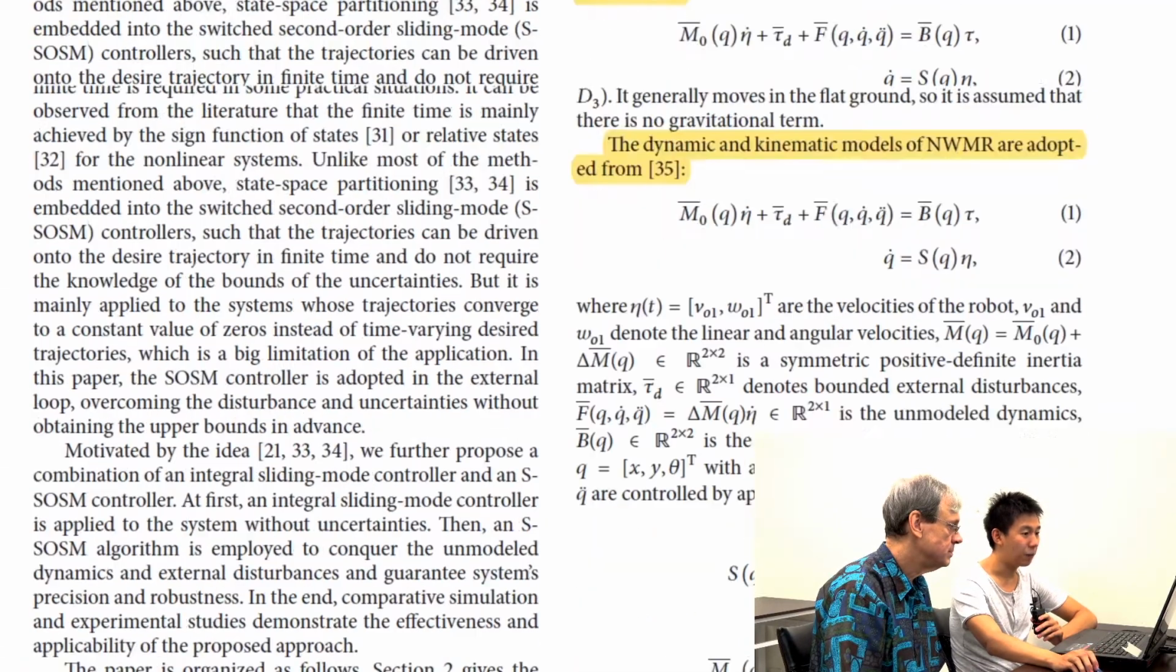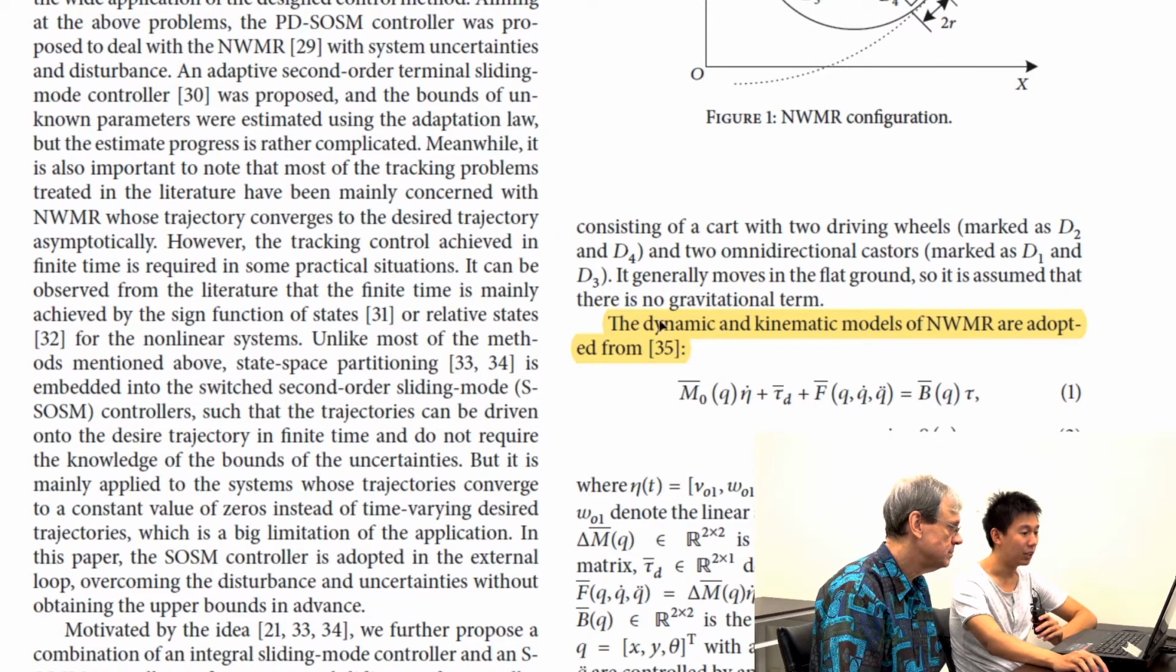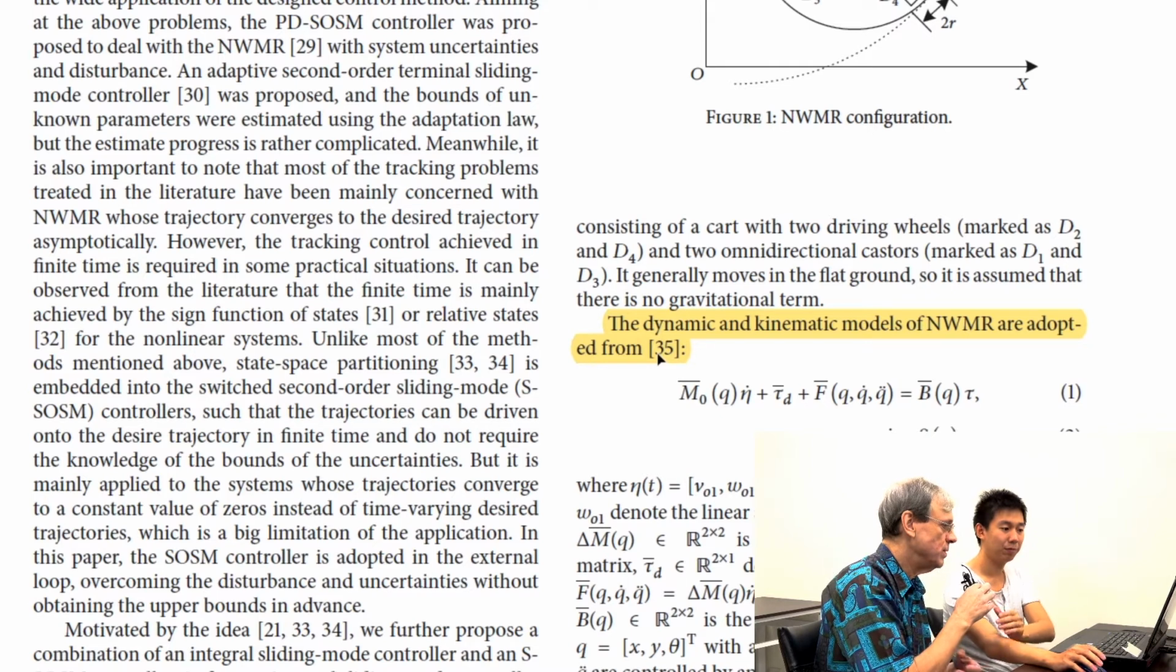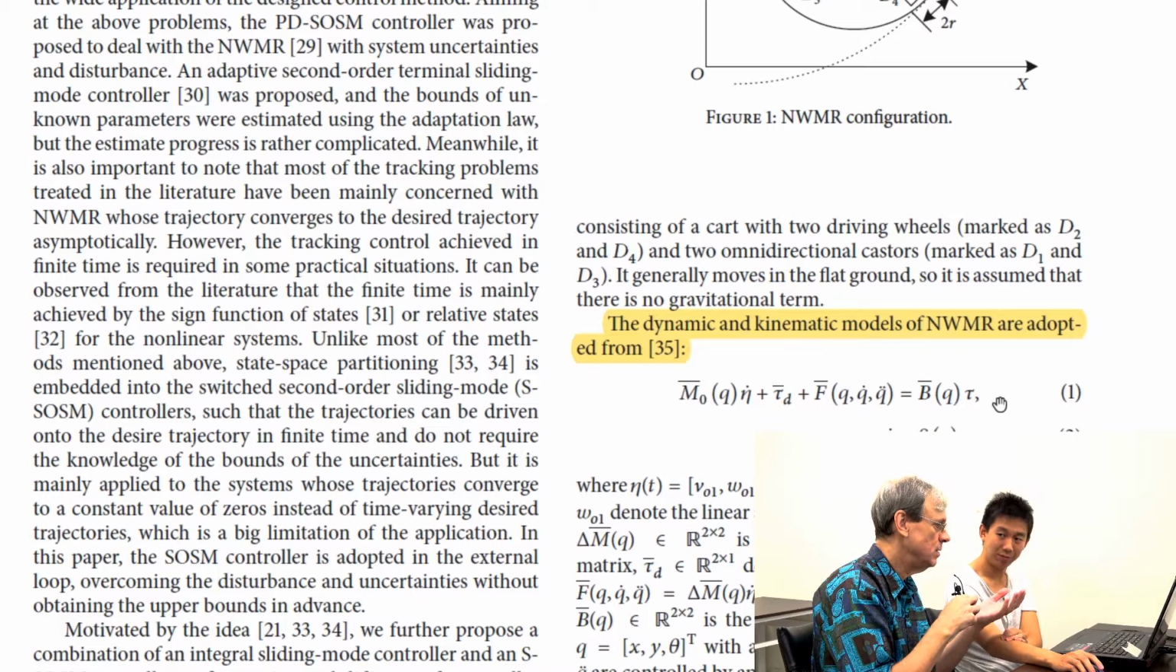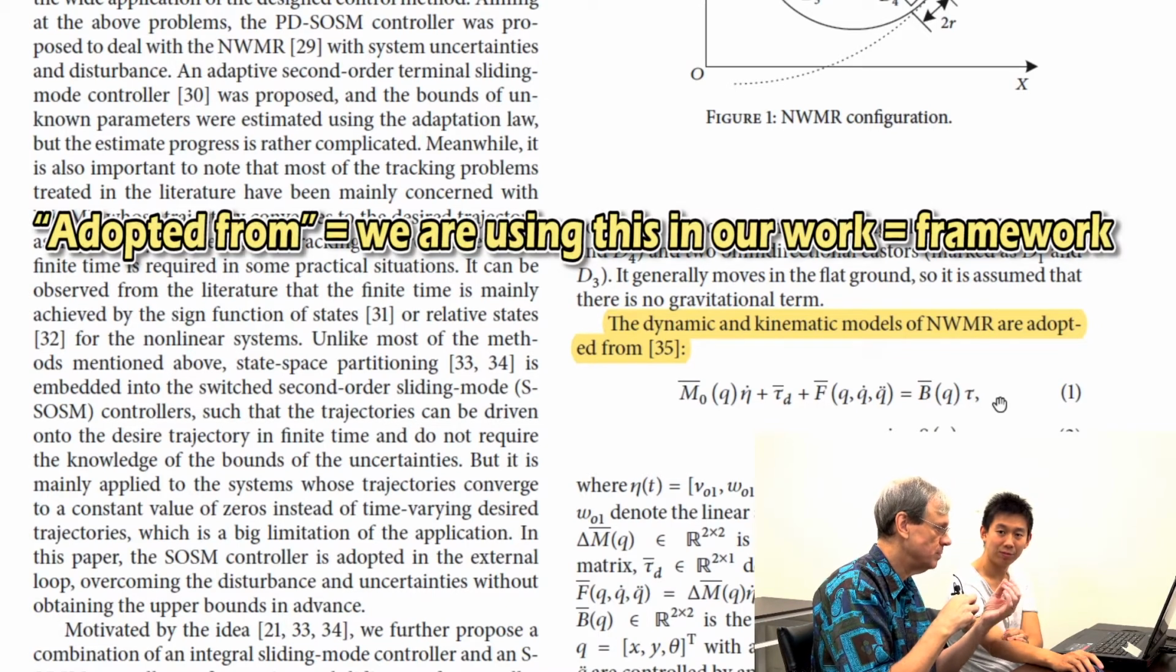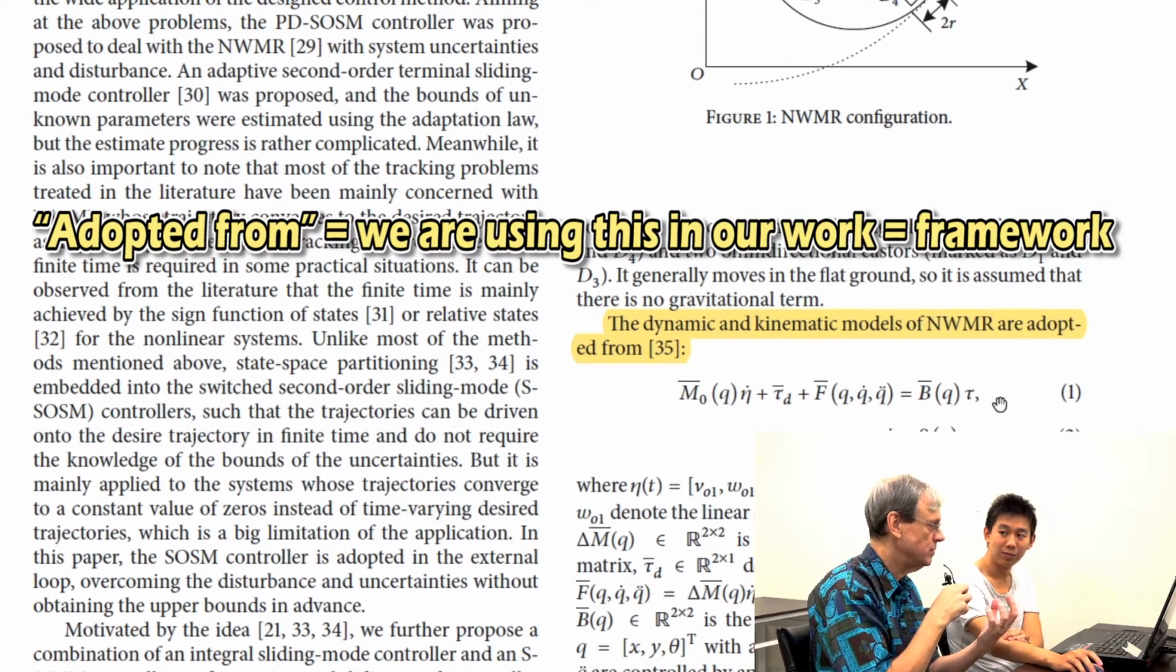And then I find the component marker for the framework is located here because they use a keyword like "adopted from 35." So this 35, they refer to some work from past research. Even though the citation could refer to either need or framework, we know that this is framework because it says "adopted from." That keyword says they're using this past research in their own research. That's the definition of framework.